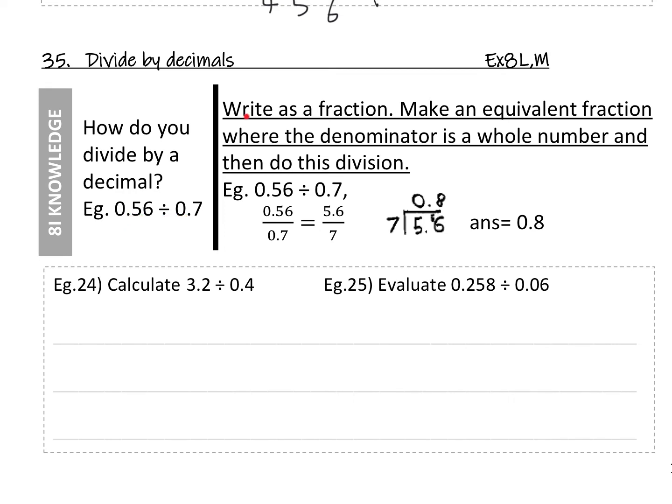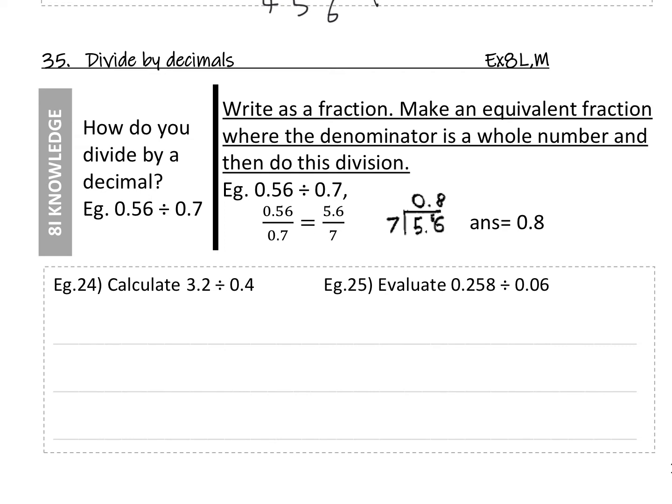The first thing you do is you write that as a fraction. So that is 0.56 over 0.7. Then what you have to do is make an equivalent fraction where the denominator is a whole number. So this is the fraction we have. The denominator is 0.7. To make it a whole number, we could times the denominator by 10. And we need to make it equivalent, so we times the numerator by 10 also.